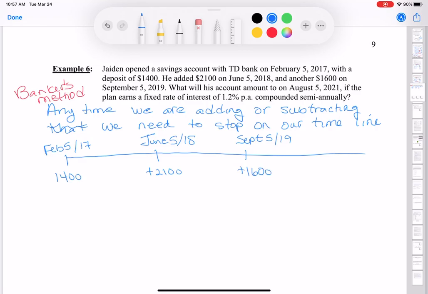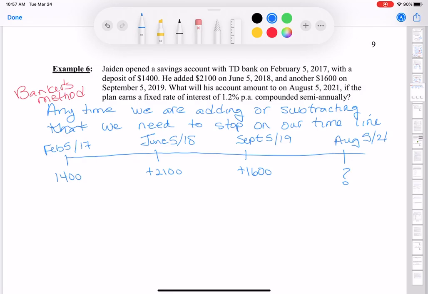And we want to know, if he has done these three things, how much money will he have on August 5th, 2021? How much will he have in the future if interest is 1.2% compounded semi-annually?